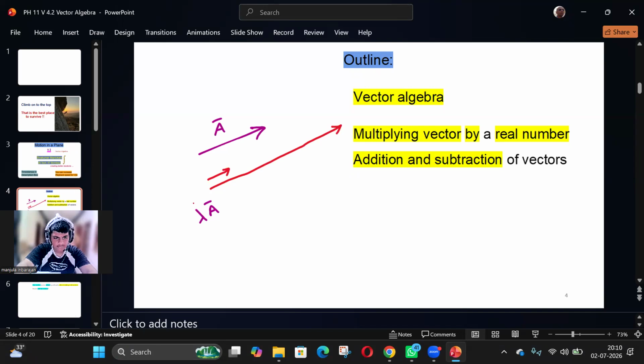What is the difference between these two? Suppose this is lambda 1 A and this is lambda 2 A. So what is lambda 1 and lambda 2? Can you compare with 1? More than 1, less than 1? Lambda 1 is less than 1, right? Because it's a fraction of A's length. And lambda 2 is greater than 1. And what about this vector? Suppose lambda 3 is like this. What can I say about lambda 3?